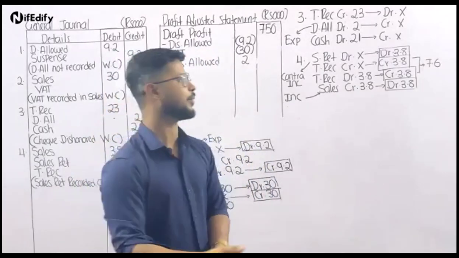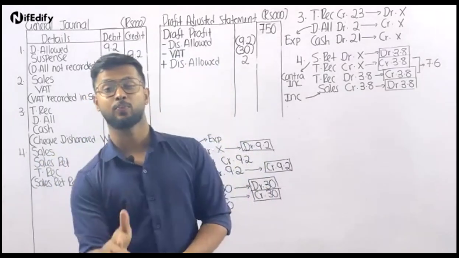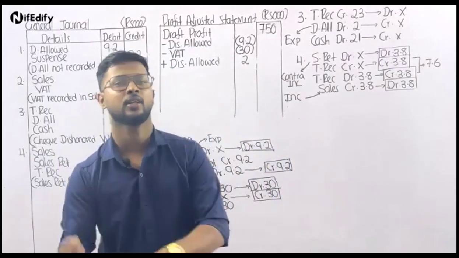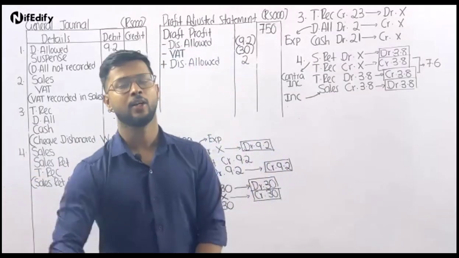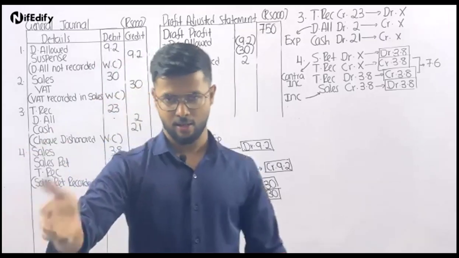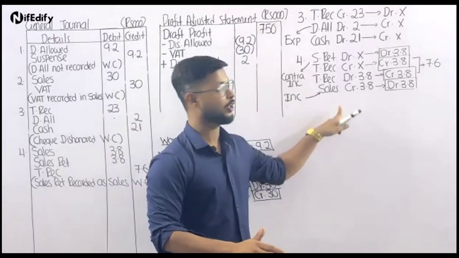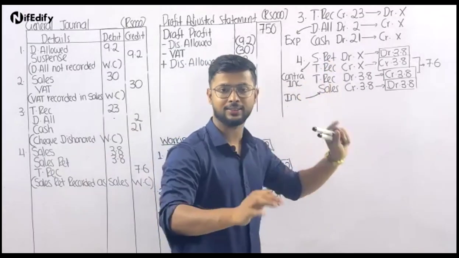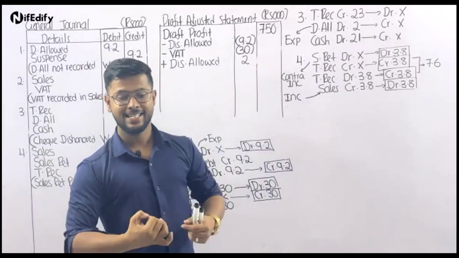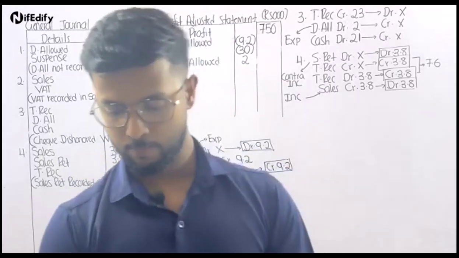Answer me, what has happened to the profit now? Something that is an expense is recorded as an income. Tell me what has happened to the profit now. I know you all will say profit has increased, no doubt, because sales return is recorded as sales. Contra income is recorded as an income. Obviously, the profit has gone up. Tell me by how much the profit has gone up.